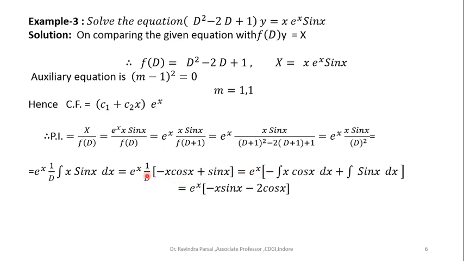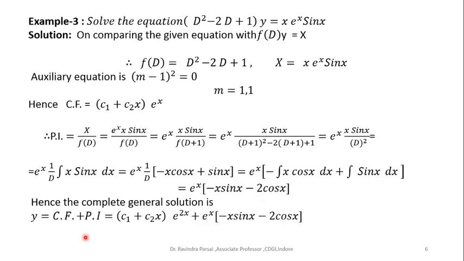Again we take 1 upon D, meaning you have to integrate a second time here. So e raised to x as it is, minus integral of x cos x dx and integral of sin x dx. Now after integration this gives you e raised to x of minus x sin x minus 2 cos x. Hence the complete general solution of this problem is obtained in the similar way, by writing the dependent variable y equal to CF plus PI: c1 plus c2 x e raised to x, and then plus e raised to x of minus x sin x minus 2 cos x.